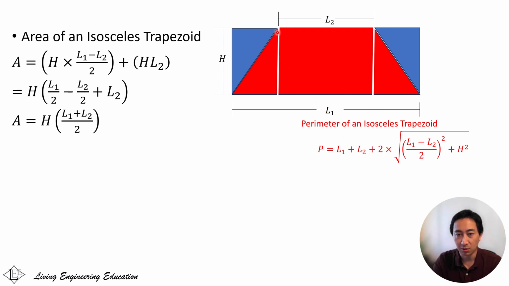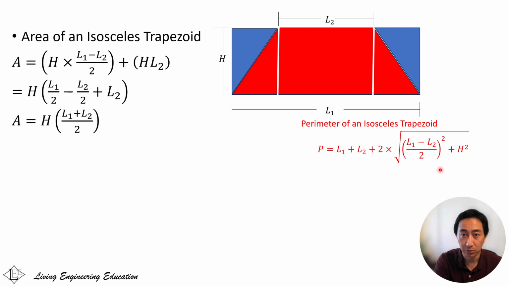This will be 2 times the length of one of these, and you can look at this from Pythagorean theorem, looking at these triangles. So what is the length of this component right here? We said earlier, L1 minus L2 over 2. So that squared plus h squared would equal this diagonal squared. So we take the square root of that, and that's what we have right there.